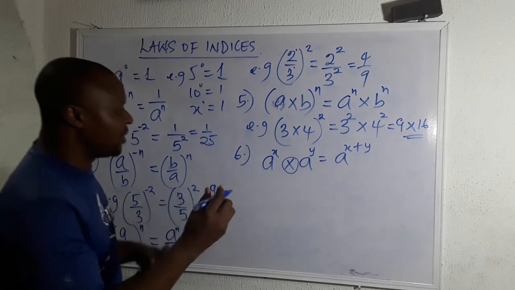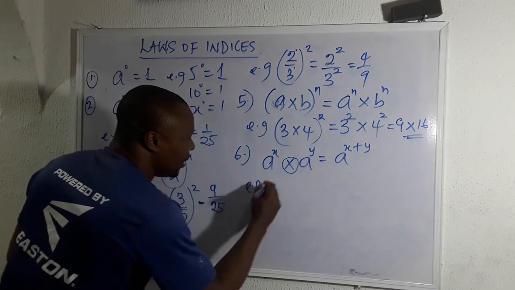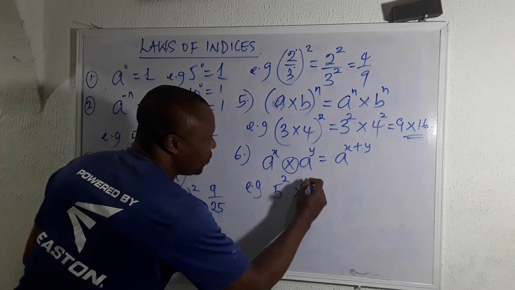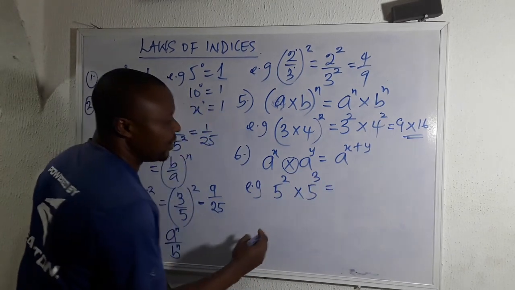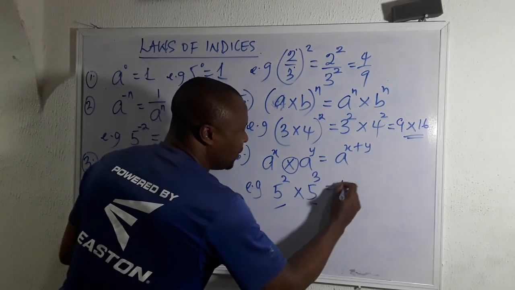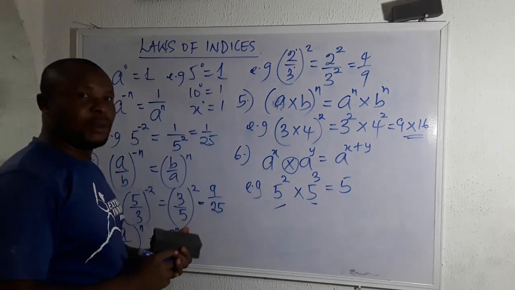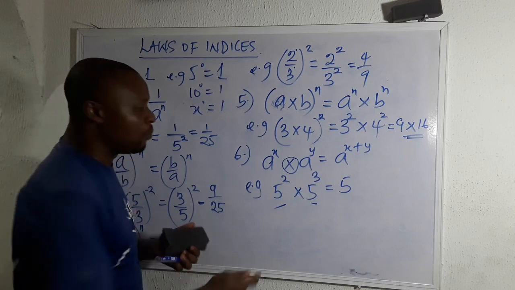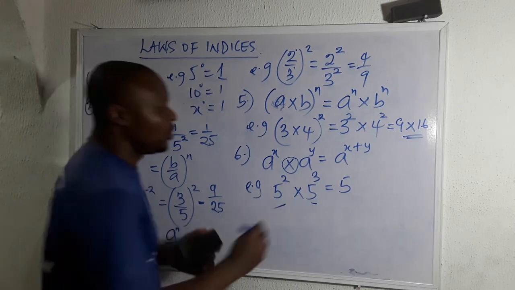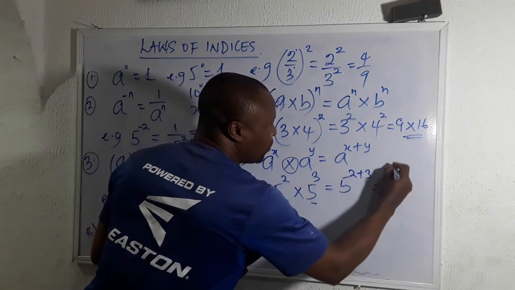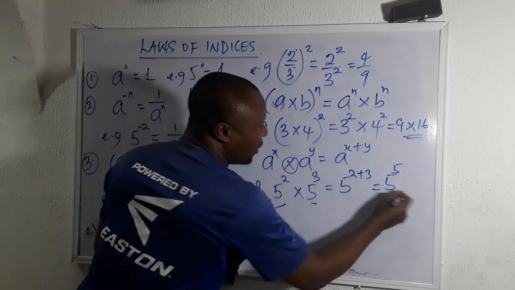So let me give you an example. An example can be 5 raised to power 2 times 5 raised to power 3. You can see that the bases are the same. Once the bases are the same, you take one of the base, 5. What do we do to the powers? We add the powers. Why are we adding the powers? Because there is a sign of multiplication in between the two bases. So that will be 2 plus 3, and that will be 5 raised to power 5. Okay, that is for that.